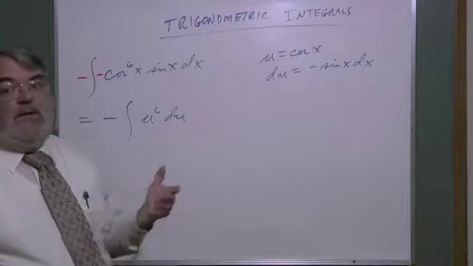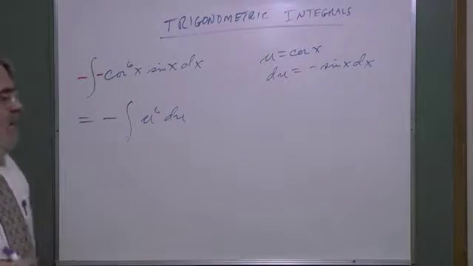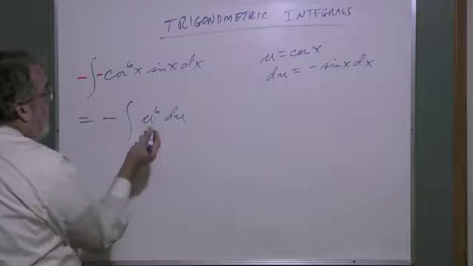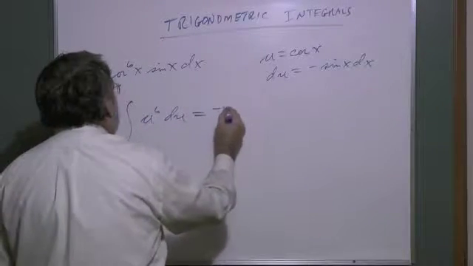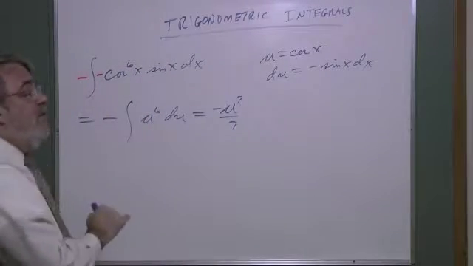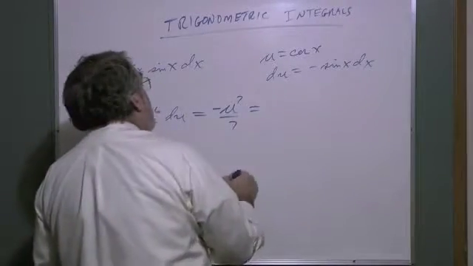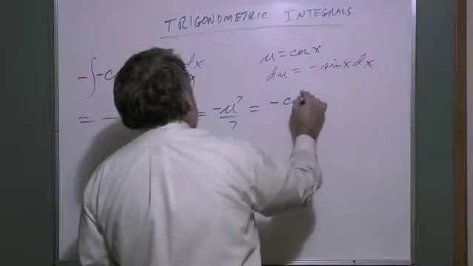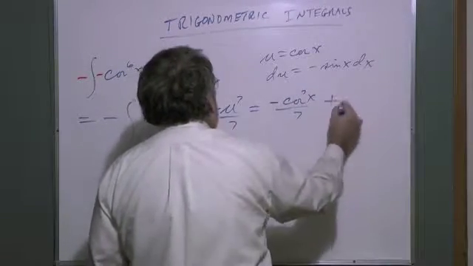So you see it turns into a simple polynomial term. And integrating this, we get minus u to the 7th over 7, and then resubstitute back in, and we end up with negative cosine to the 7th x over 7 plus a constant.